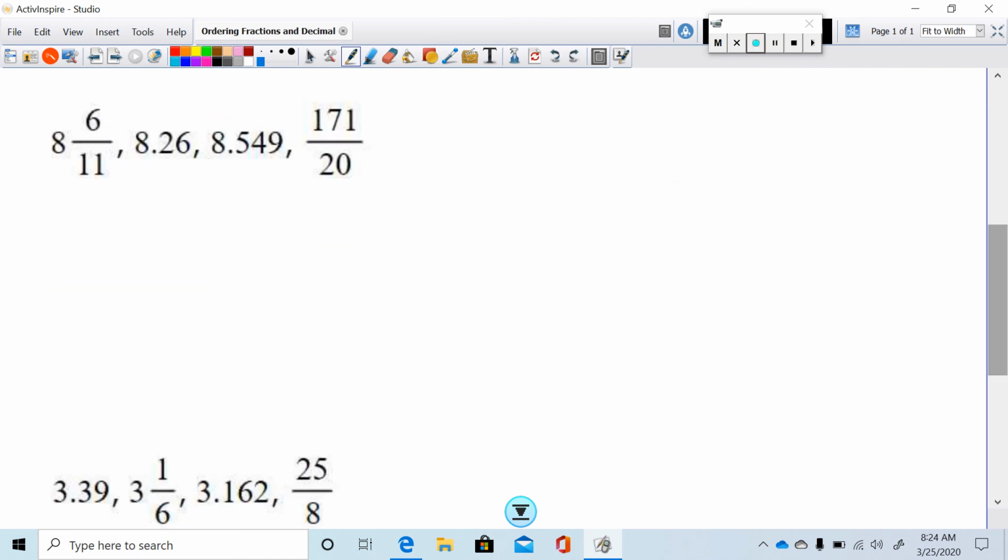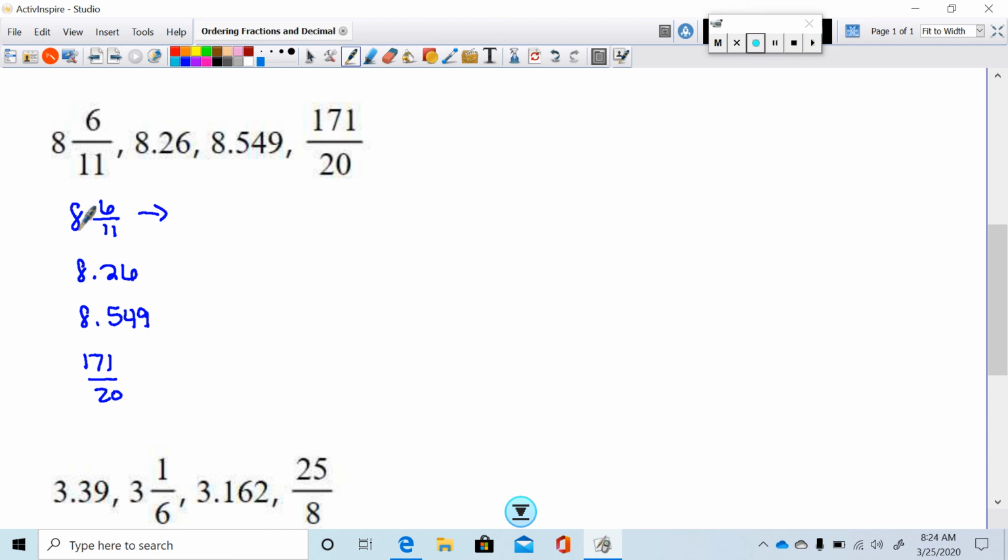Okay. The next group, 8 6/11, 8.26, 8.549, and 8 17/20. Okay, the largest number of decimal places is 3, so I'm going to make them all have 3.